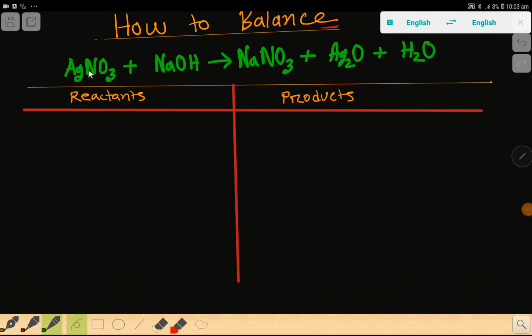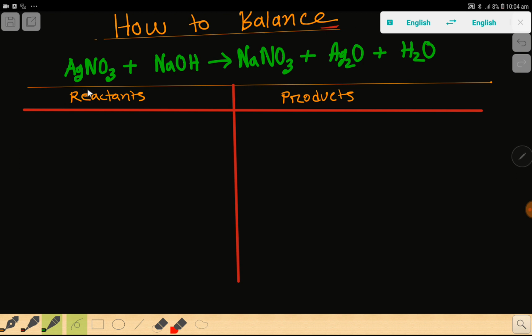Welcome to this class. Today we are going to balance this reaction. So look, this is silver nitrate, this is sodium hydroxide, this is sodium nitrate, this is silver 1 oxide, this is water, right? Okay, I will show you two methods to balance this reaction. So let me show you the first method.